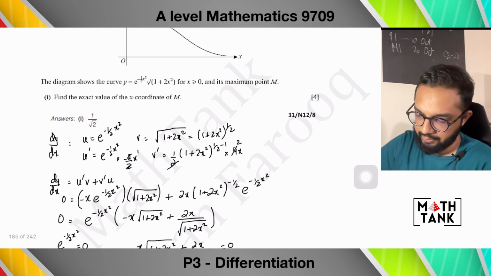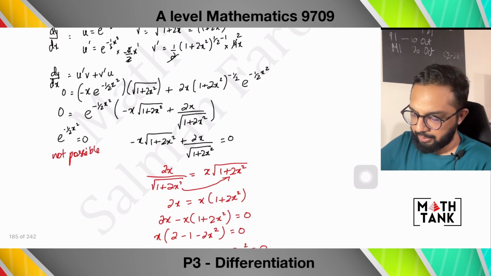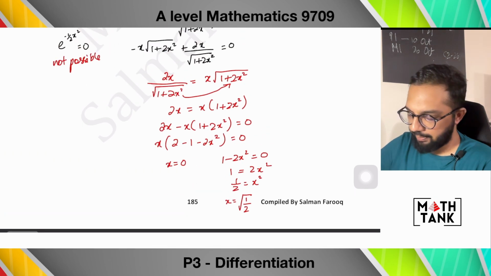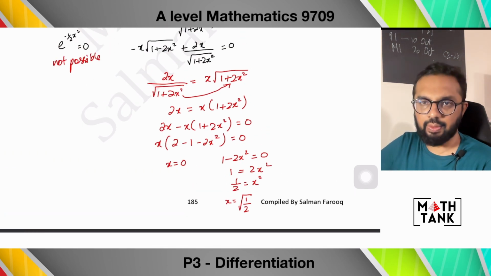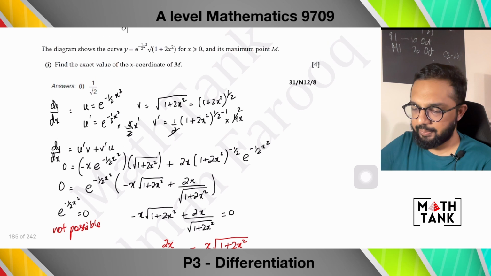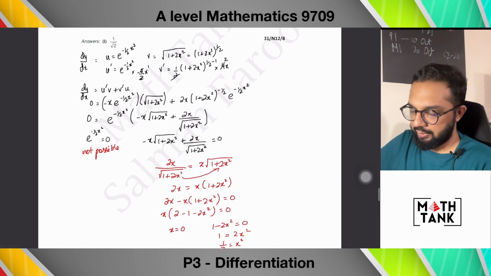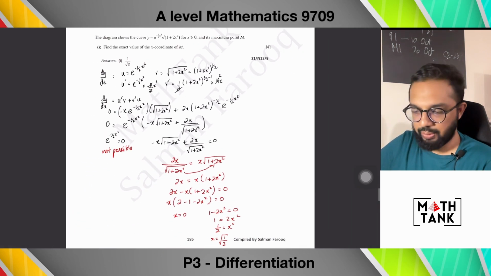Exact value of the x coordinate of M. Yes, it should be both positive and negative, but it's obvious that I'm going to only take the positive because it's bearing on the positive side of the equation. Okay, so that's the entire solution for you to view if you want to note it down.